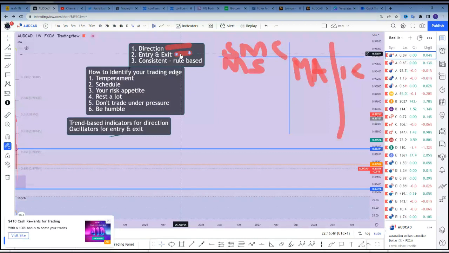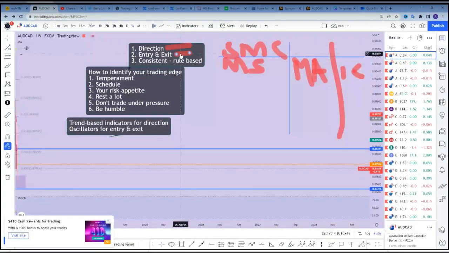Remember, you are looking for something that helps you get in as easily as possible. Yes, oscillators help you for entry and exit. They tell you when to enter and exit based on the trend that you have seen from the trend-based indicators. So the oscillators help you define your entries and exits. Now, why did I say that?